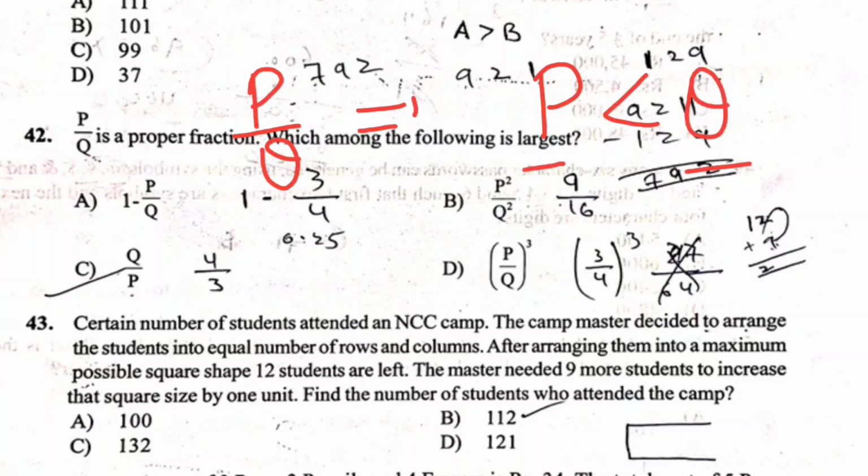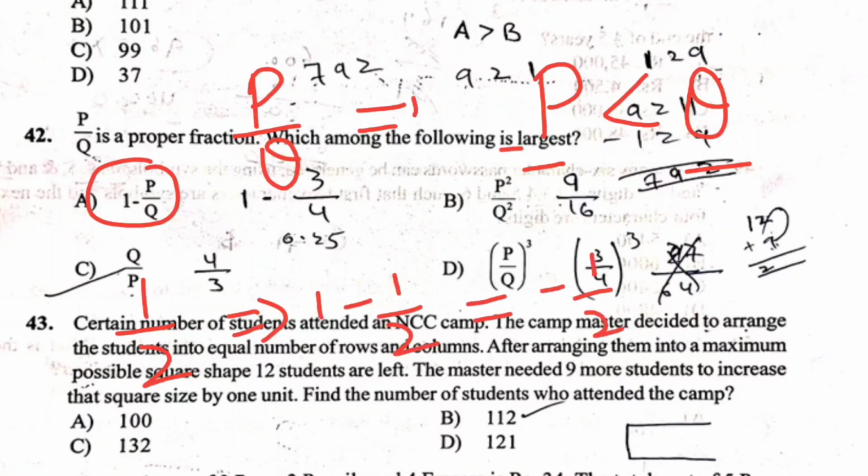Let's take any random number. So let us take 1 upon 2, and let us see the first option. We have 1 minus 1 upon 2, which comes out to be 1 upon 2, but we are supposed to find out the largest. Next is P square upon Q square, which means 1 square upon 2 square, which is 1 upon 4.